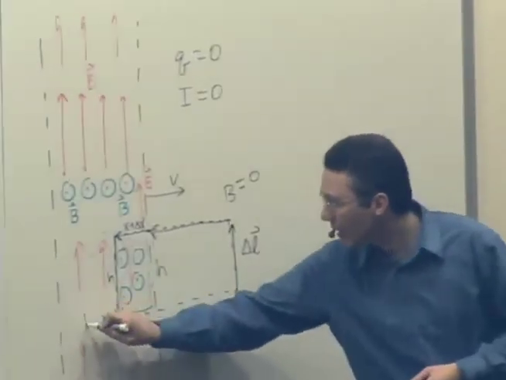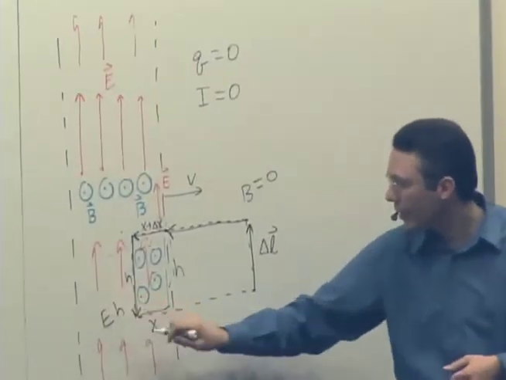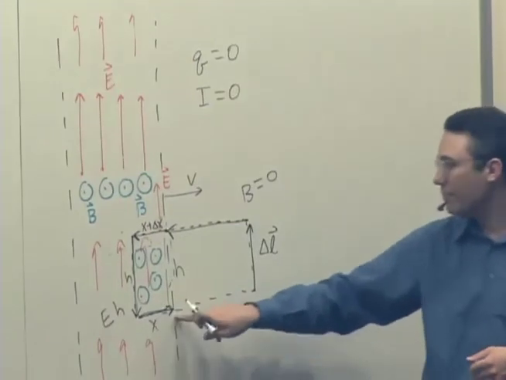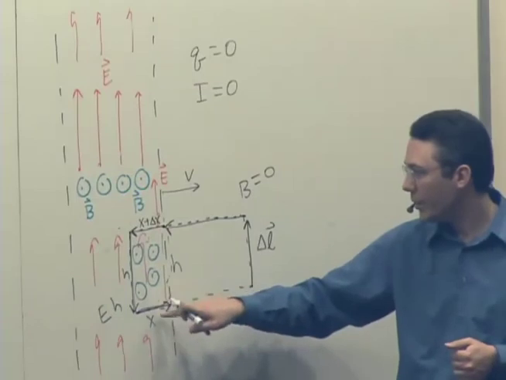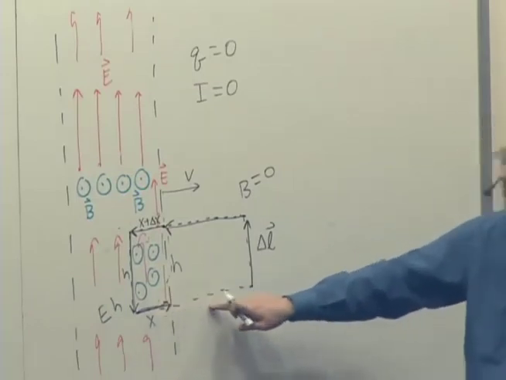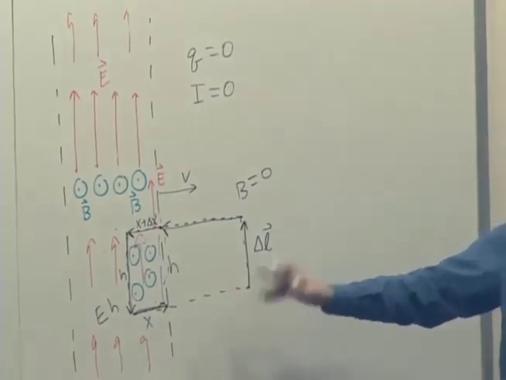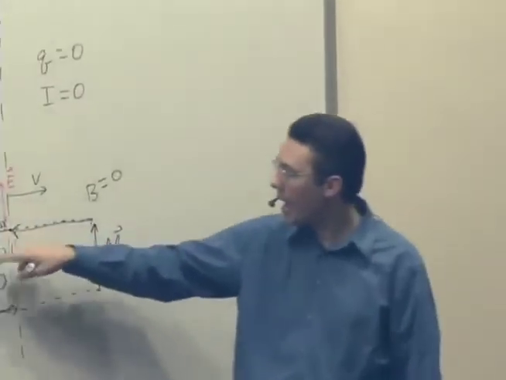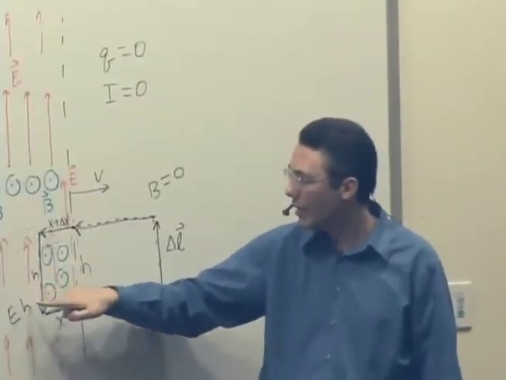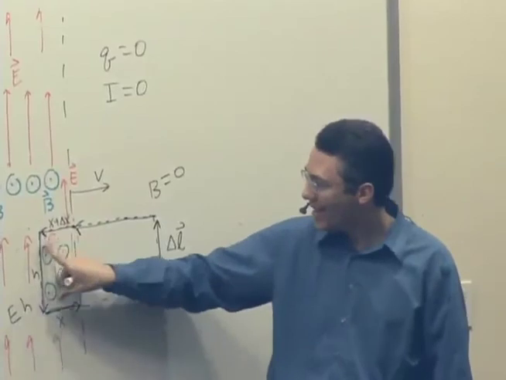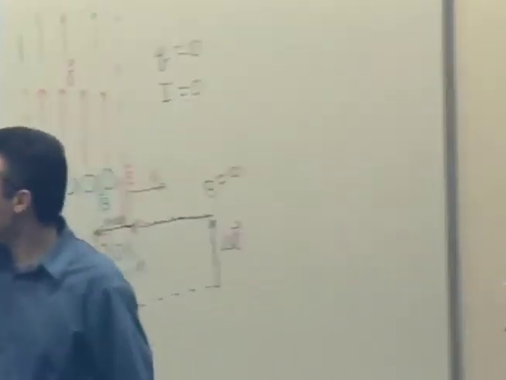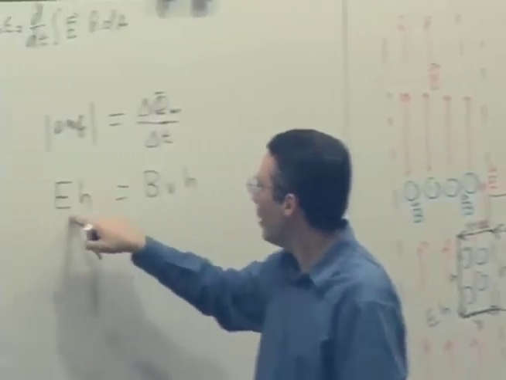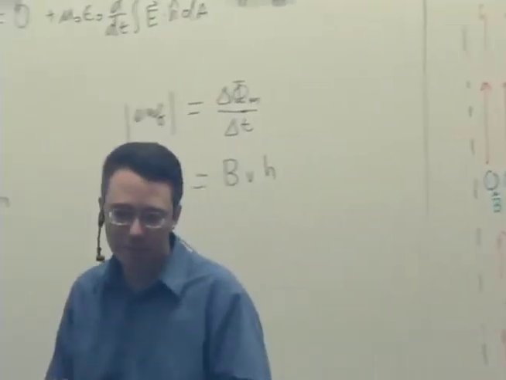So far we've got EH contributed from this part. That part's going to give us what? 0. Again, the electric field is perpendicular to the path length. And again, if we're outside, the electric field is equal to 0. So we get 0. So the only part of this path that contributes anything to the path integral is this segment right here, and we get E times H. So we have E times H as our result on this side of the equation.